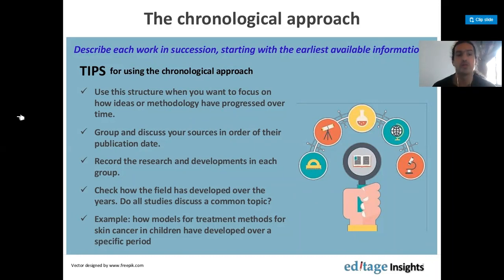Number two, you're going to group and discuss your sources in order of the publication date, from the oldest to the newest. But in this case, something could be extremely old, let's say 10 years, if we haven't found newer information, right? Okay, you're going to check how the field has developed over the years. Same thing, the progression. And that's it.